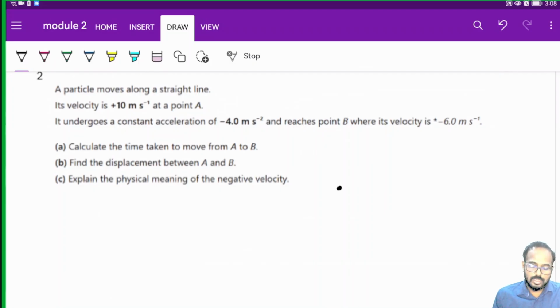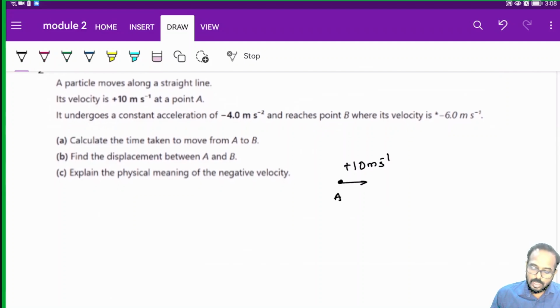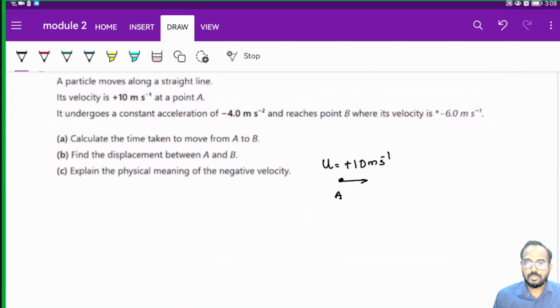Its velocity is 10 meter per second at a point. Consider this the point A. At this point, the particle has a velocity of +10 meter per second, right? You can take it as the initial velocity u. And it undergoes a constant acceleration of -4. Minus means it's deceleration, right? So the acceleration for this object is -4 meter per second square. This is a constant acceleration.